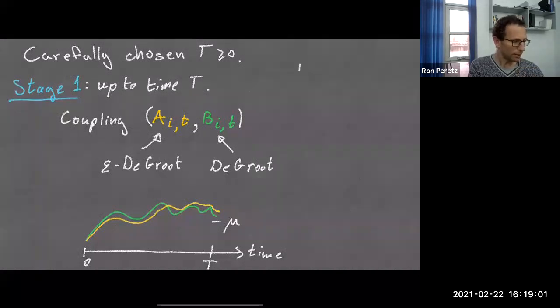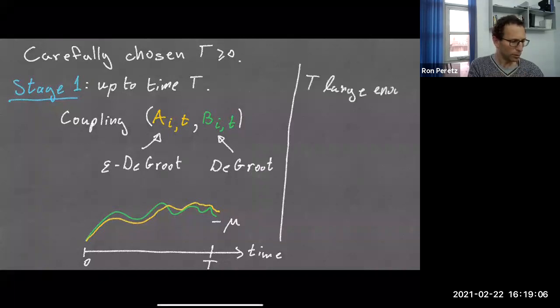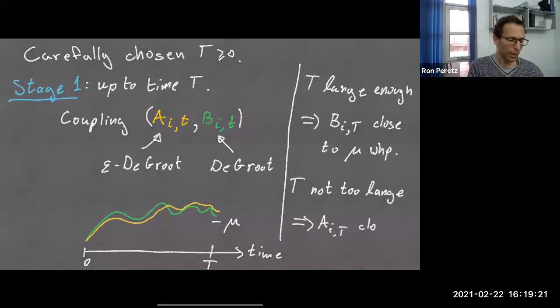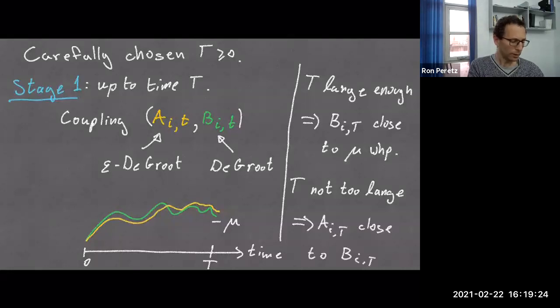So that's the idea. So let's see what we want of this number two. We want t to be large enough so that the DeGroot dynamics gets close to mu with high probability, but we don't want it to be too large, because we want the epsilon DeGroot dynamics to be close to the DeGroot dynamics. So this is what we managed to achieve by carefully finding.